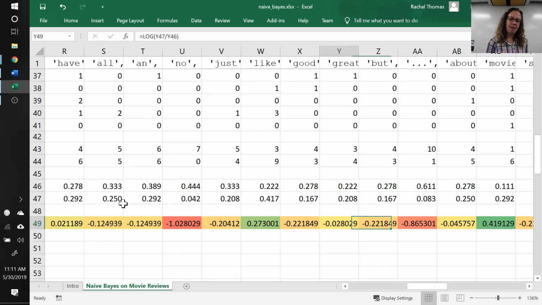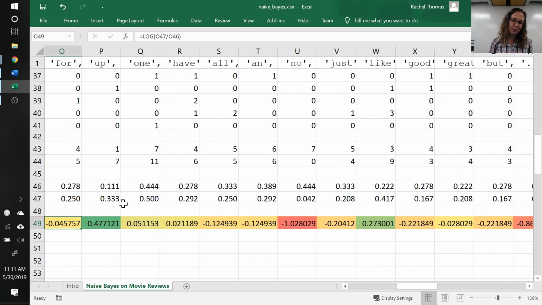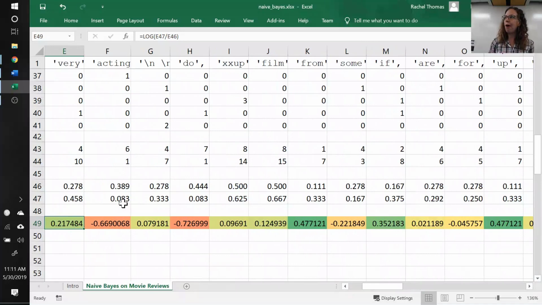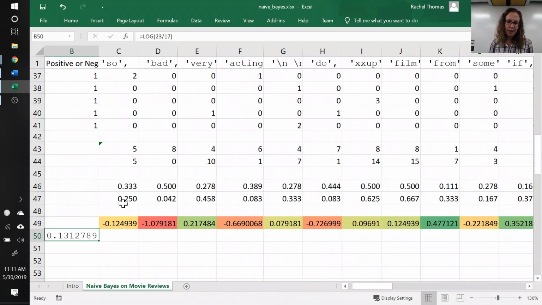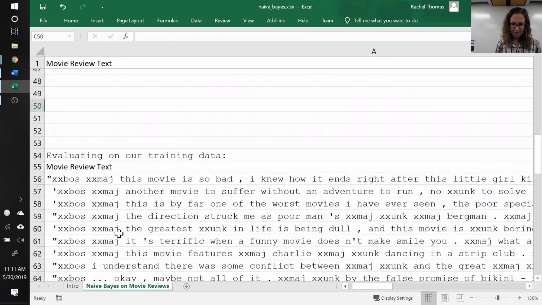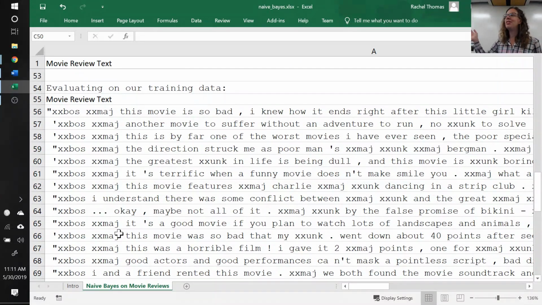Okay, so what we do is use this as a model. This row is what we are calling R in the Python notebook. We calculate B, which is the log of 23 divided by 17. Here we need to take into account that we had more positive reviews than negative reviews in our data set. And then I evaluated this just on our training data. This is actually just part of our training data because I'm only using about 45 of the vocabulary words.